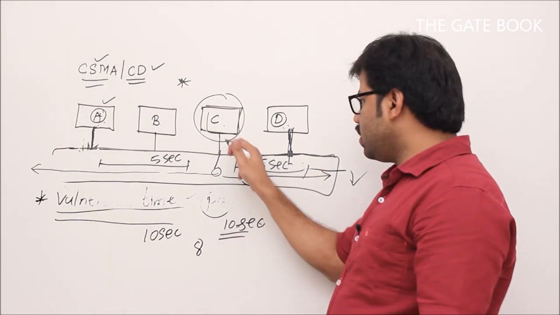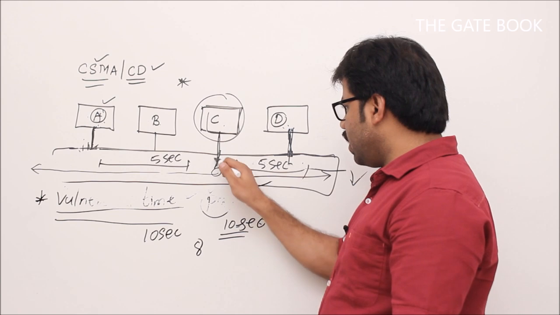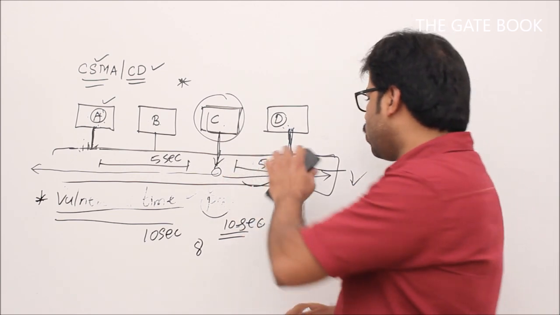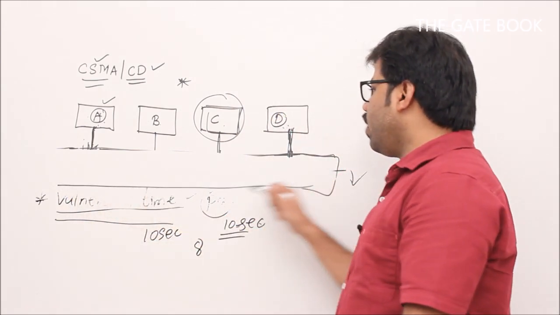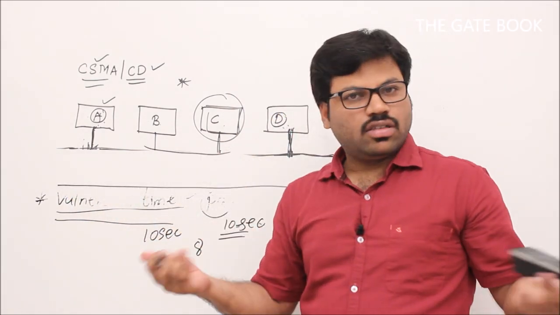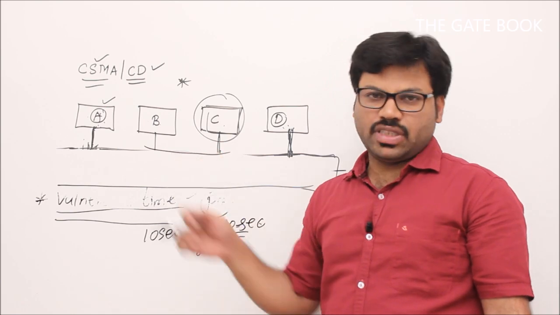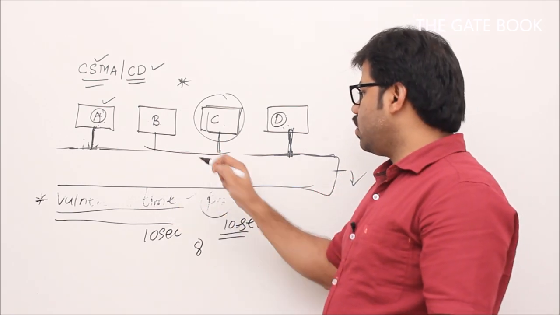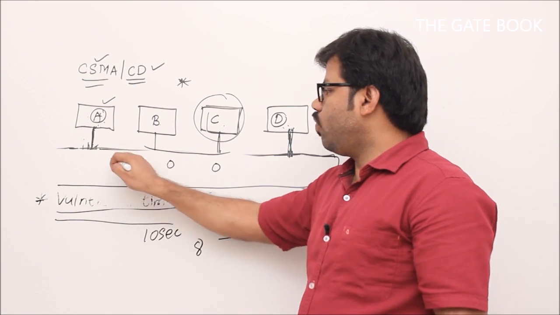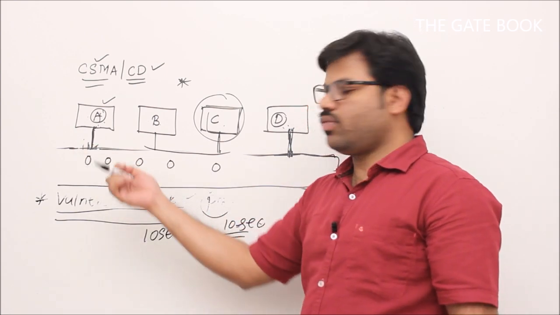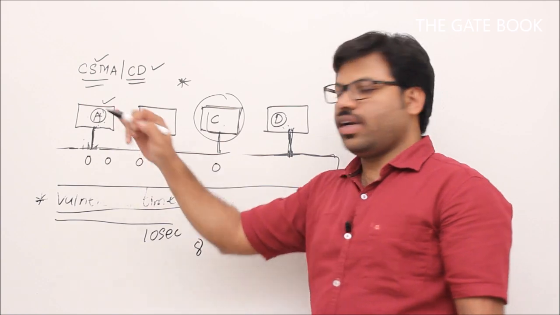Now what I want to say is, if such a computer C sends one bit, what is going to happen? I will tell you. Within 5 seconds, everyone will know that the channel is busy. Why? See, first second, second second, third second, fourth second, fifth second. By the fifth second, the 0 occupied everything.